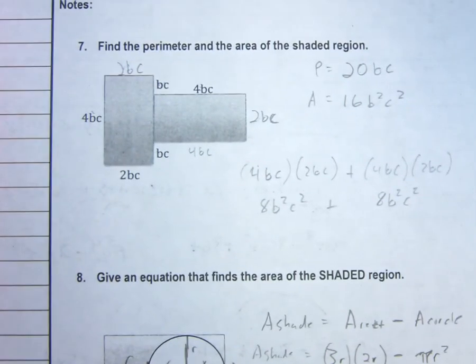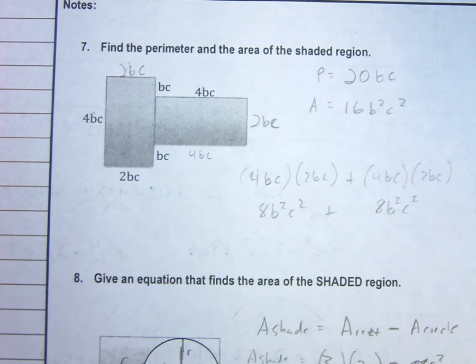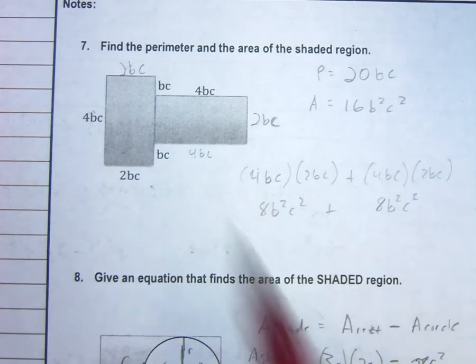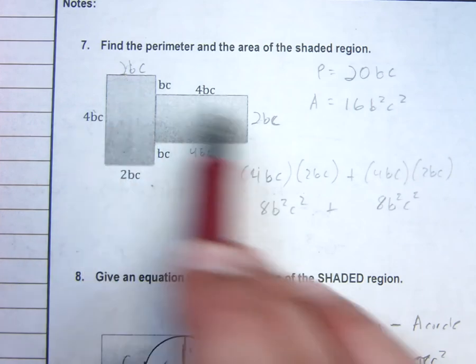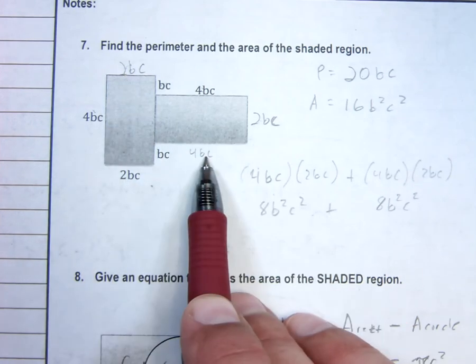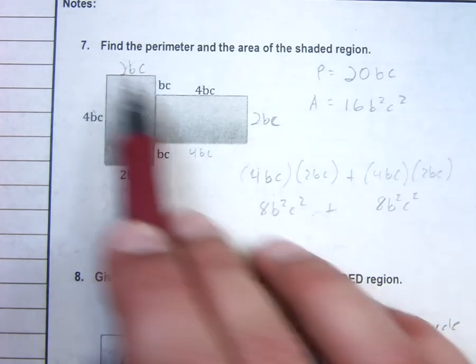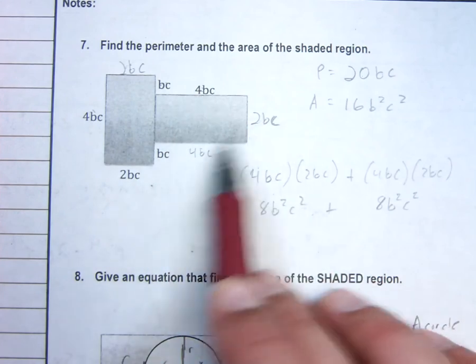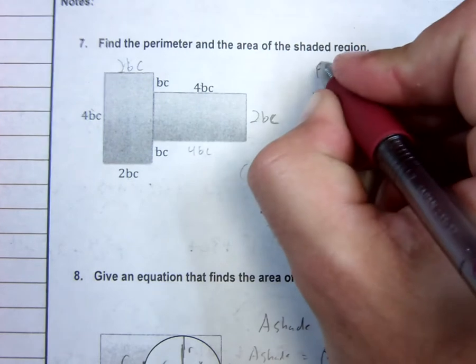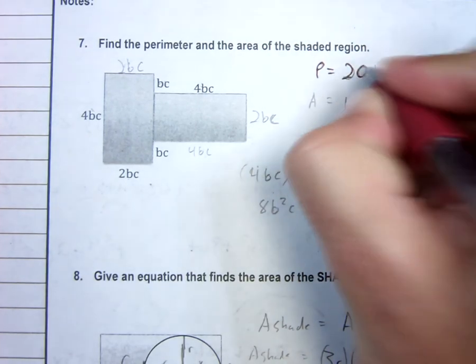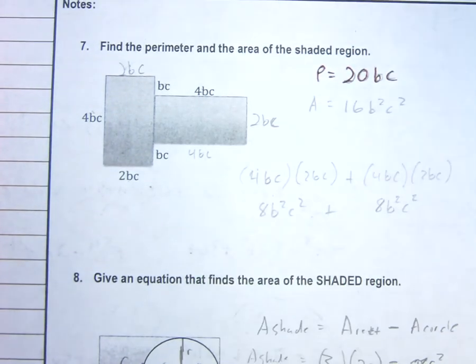Backside. This looks very similar to what we did last week. Perimeter. Add up all the sides. First of all, you got to find the missing side. This side is 2bc. This side is 2bc. This side is 4bc. So add them all up. 2, 6, 7, 11, 13, 17, 18, 20. So the perimeter equals 20 BC. There's 20 BCs. We just added them up.